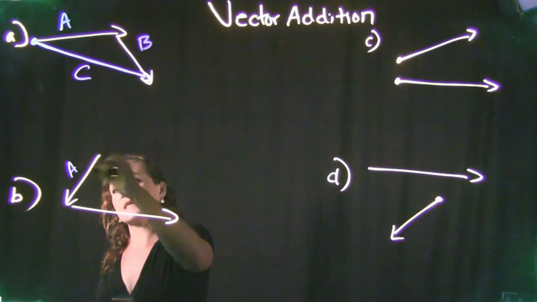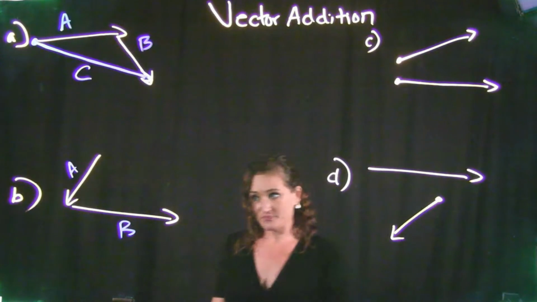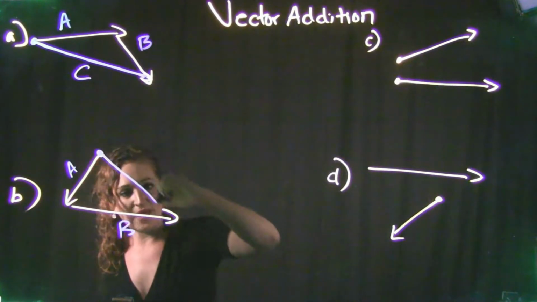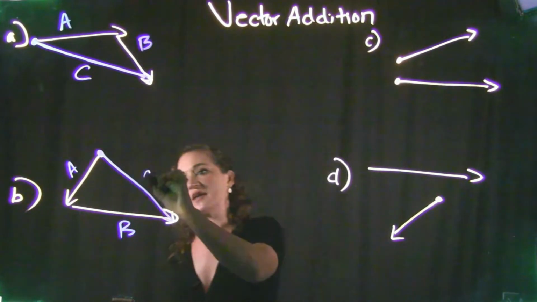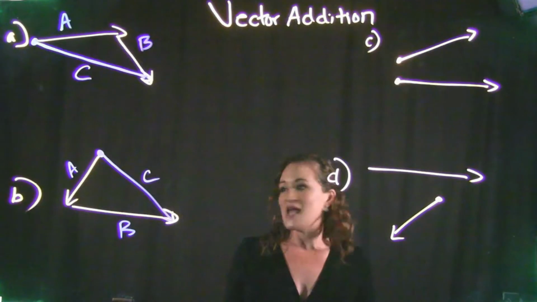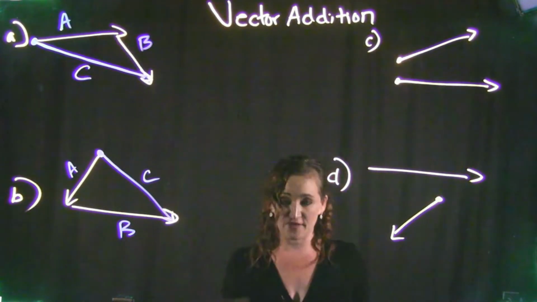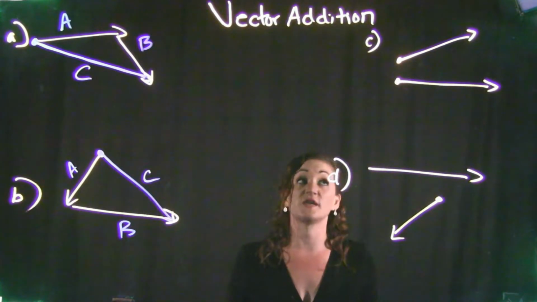If I look at example B and add vector A and vector B together, my resultant is going to start at my starting point and end at the end of my vector right over here. So this vector C is my resultant. It really is as easy as that as far as vector addition graphically. We will talk about how to do this algebraically in another video.